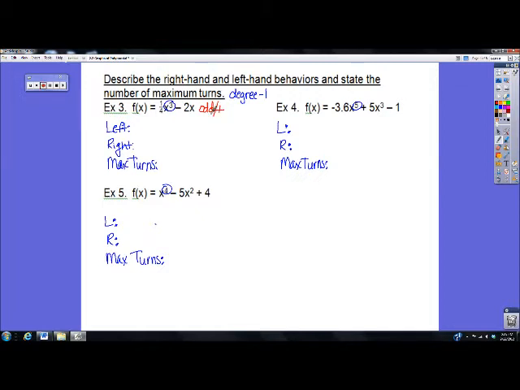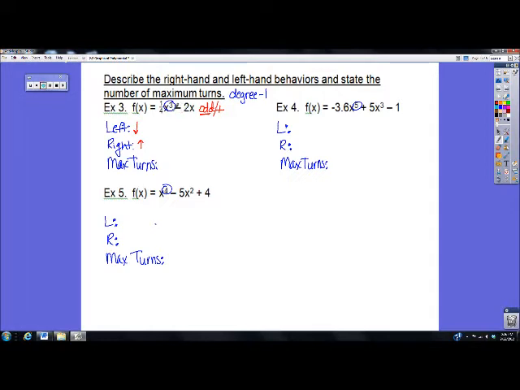Odd tells me the ends of the graph are going to go in different directions. Think about a line with a positive slope. If you need to flip back over at your notes, you can do that at the little box we just did, but try not to. Think about a line with a positive slope. What does the left side of the graph do? It goes down. What does the right side of the graph do? It goes up. And what's the maximum number of turns?